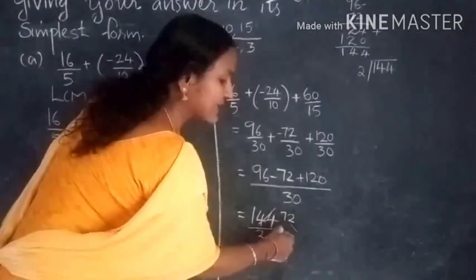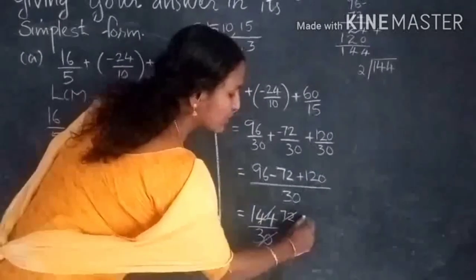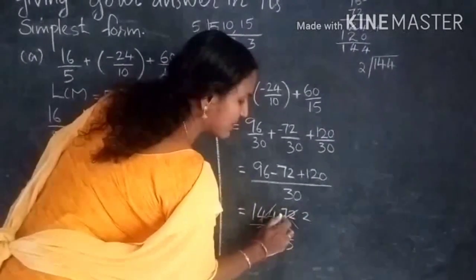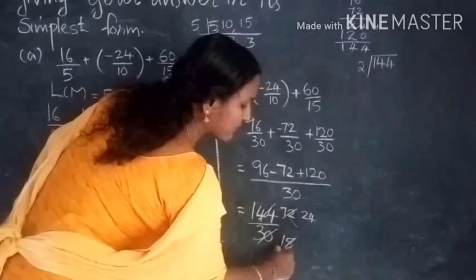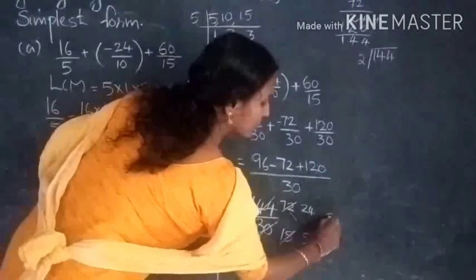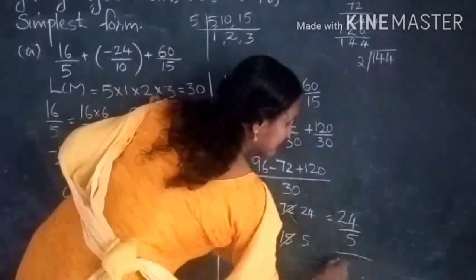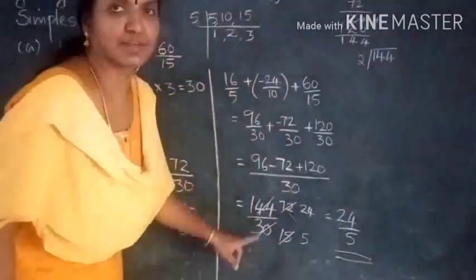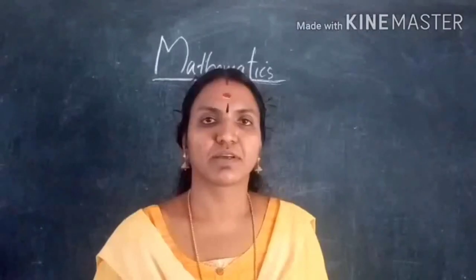Again 3 is common. So cancelling by 3. How many 3s are in 72? 2 3s are 6. Then balance 12. 4 3s are 12. How many 3s are in 15? 5 3s are 15. Is equal to 24 by 5. The simplest form of 144 by 30 is 24 by 5.